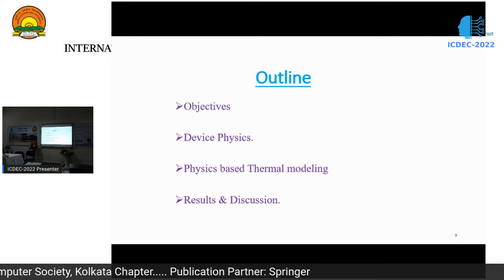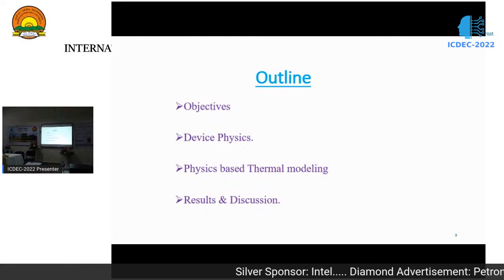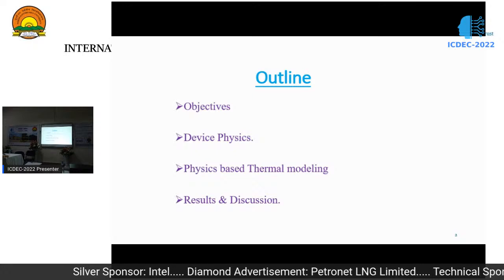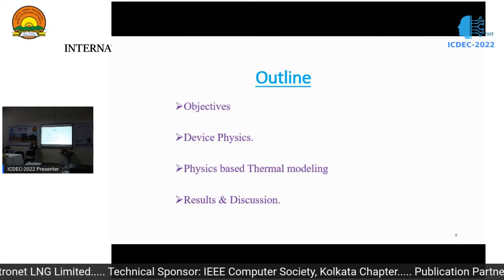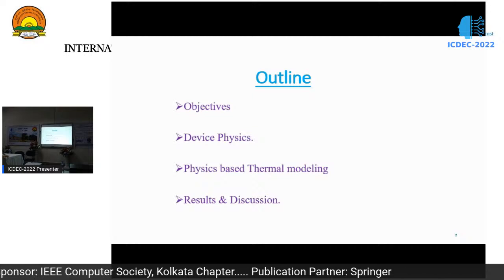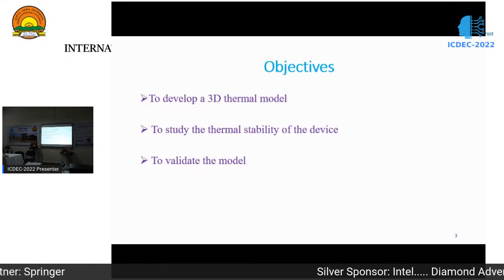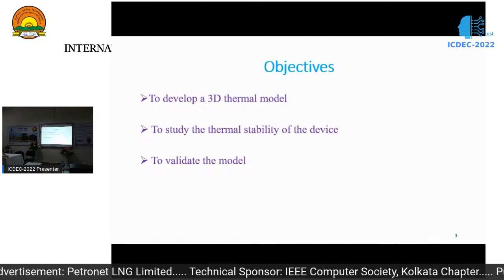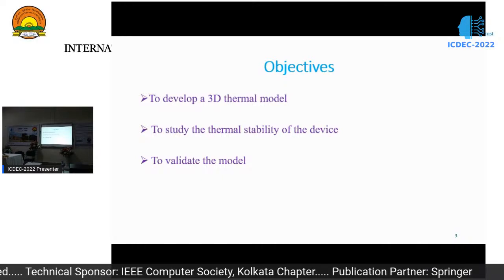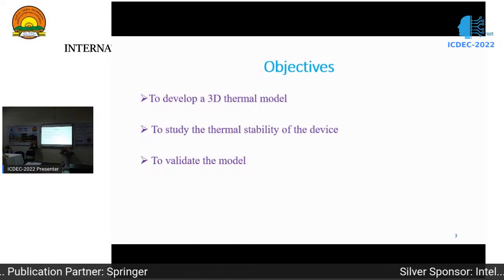The outline of my work is objectives, then device physics, then physics-based thermal modeling, and then results and discussion. In this type of device, the major problem is that the majority of the given bias energy is converted to heat. One challenge is how to dissipate the converted heat energy during the pulse on time, since we are working in pulse on mode. The objective is to develop a 3D thermal model and study the thermal stability of the device, that is, how the junction temperature rises during the pulse on time and how it is extracted when the pulse is off. For system requirements, we are using a 100 nanosecond pulse, and the pulse repetition frequency is 33 microseconds.